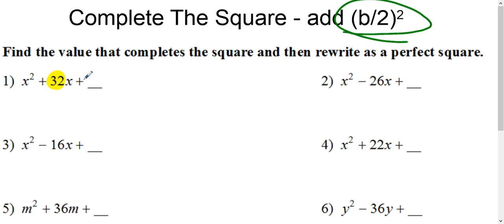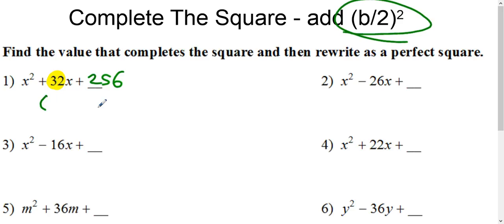So 32 divided by 2 is 16, squared is 256. So that's the first step. That's the very, very important step. It is imperative to completing the square. It's the key to the whole thing. It's also really, really easy.